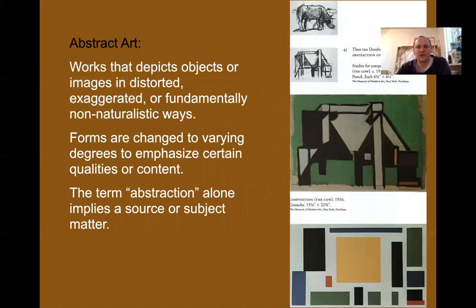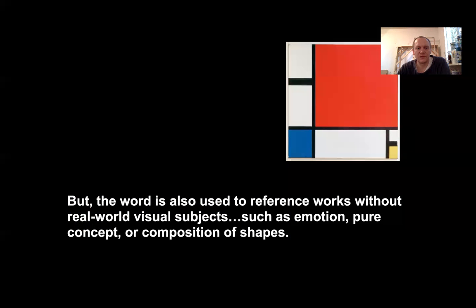So the term abstraction alone implies there is a source or a subject. Now, that just means that there's a little kernel that's the start of everything, and then abstraction has come out of that kernel of a subject. So we'll see later on some work you could call not really abstract if it comes from nothing, so to speak. And this is an example of what I'm talking about. And here we go with Mondrian again. So some abstract work just communicates emotion or concept or composition of shapes.